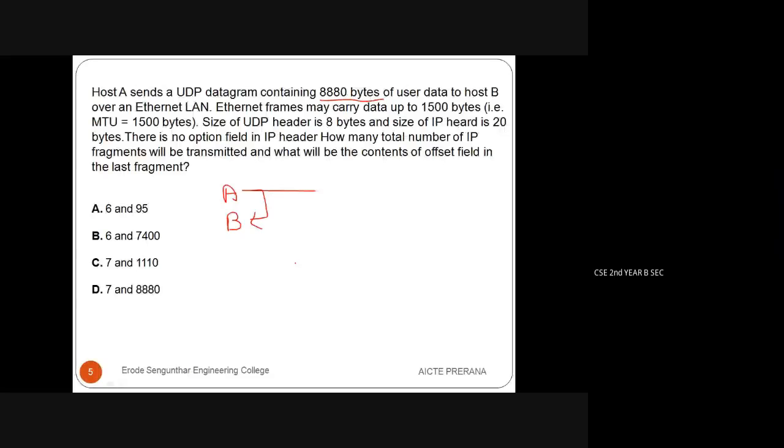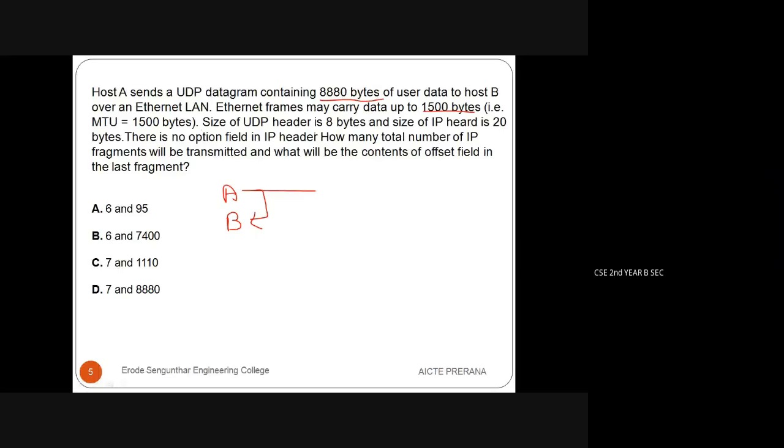So for the Ethernet frame, we have UDP, the user datagram protocol. There are two common types of transmission protocol, TCP and UDP. Out of which UDP is a connectionless protocol. What are the things given? An Ethernet frame may carry data up to 1500 bytes. That is the MTU. MTU is equal to 1500 bytes.